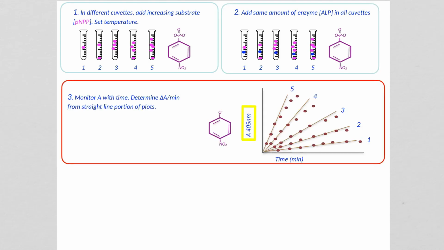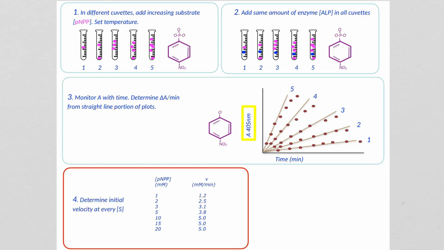And then in the third step, we monitor the absorbance with time in each cuvette and we determine the slope, or the delta A per minute, from the straight line portion of these plots. So from the delta A per minute, we determine the initial velocity. So we have our initial velocity at various substrate concentrations.